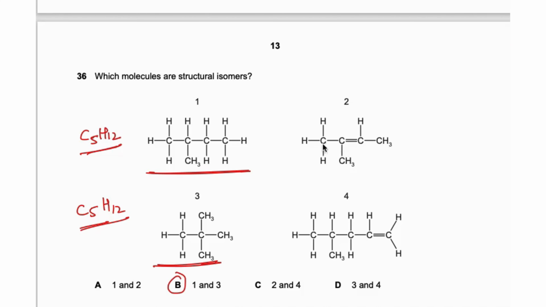Why not this? It has 5 carbon, C5, and the number of hydrogen is 10. And this one has 6 carbon, C6, and 12 hydrogen. So these two are different in molecular formula. These two are the same, and these two are not similar to any one of these two. So these two are not isomers. These two are isomers. Right answer is B.